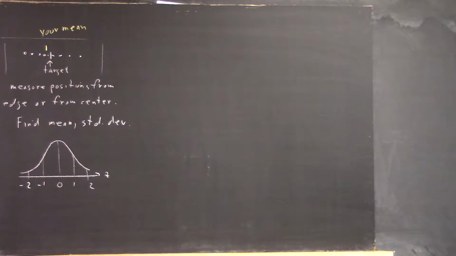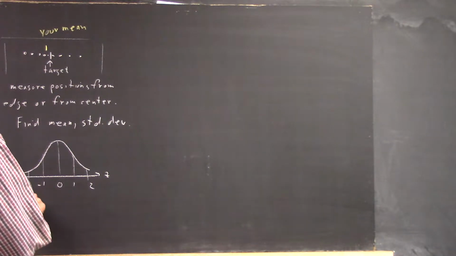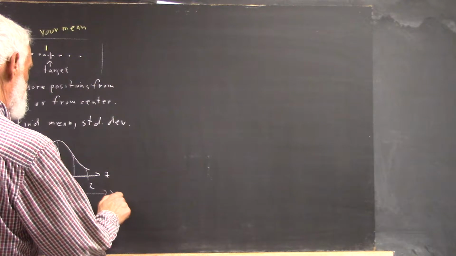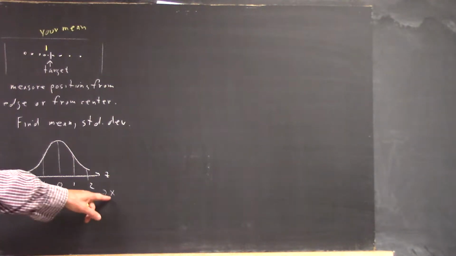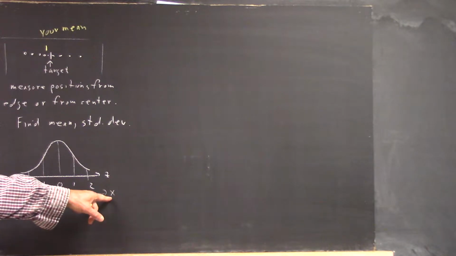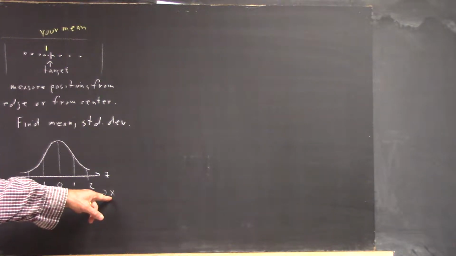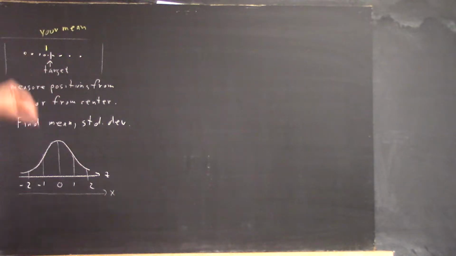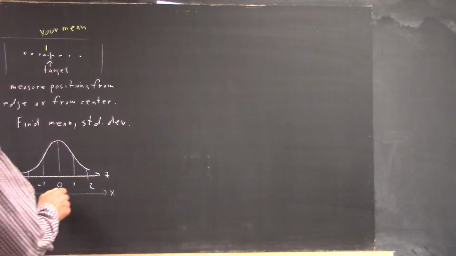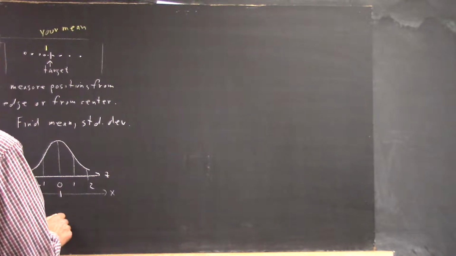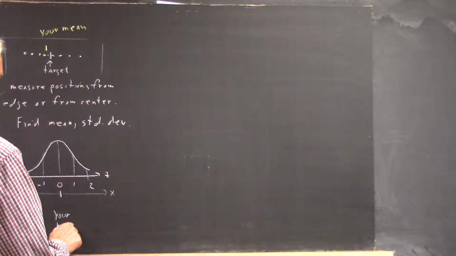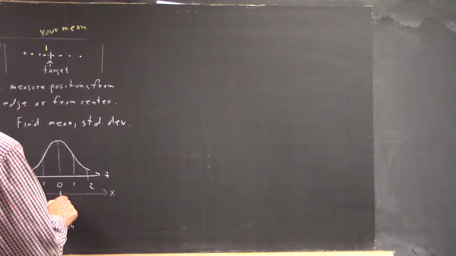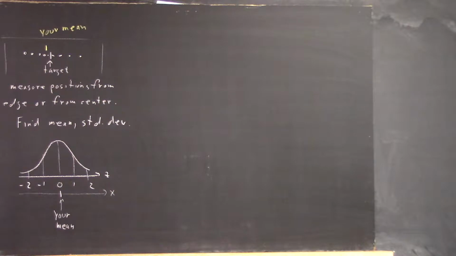Okay, well, there's another axis that I'll just kind of draw lightly. It's an x-axis, where your x corresponds to your mean and standard deviation. Okay? So, at the middle we have your mean. Okay?